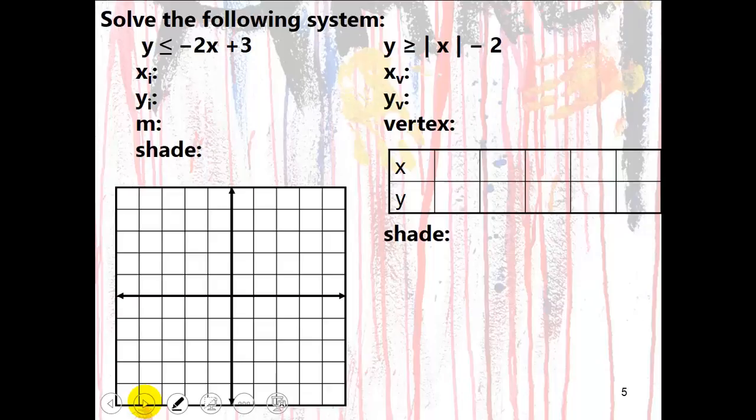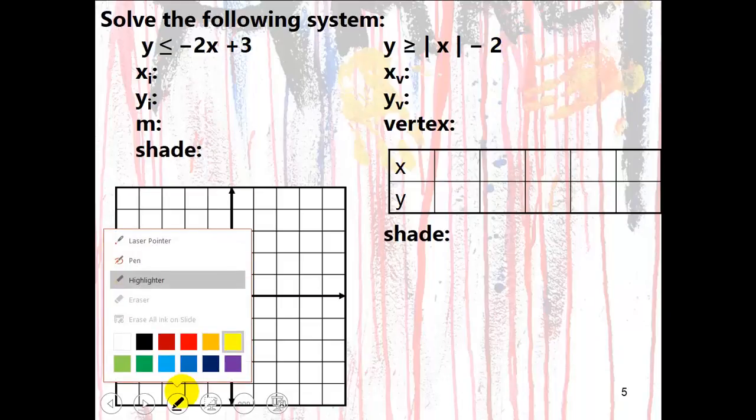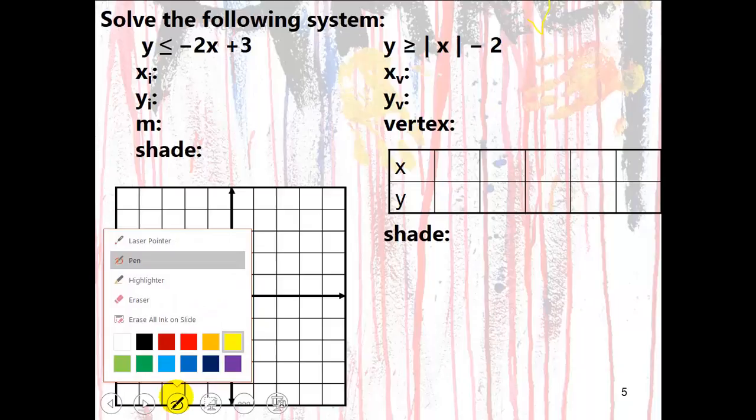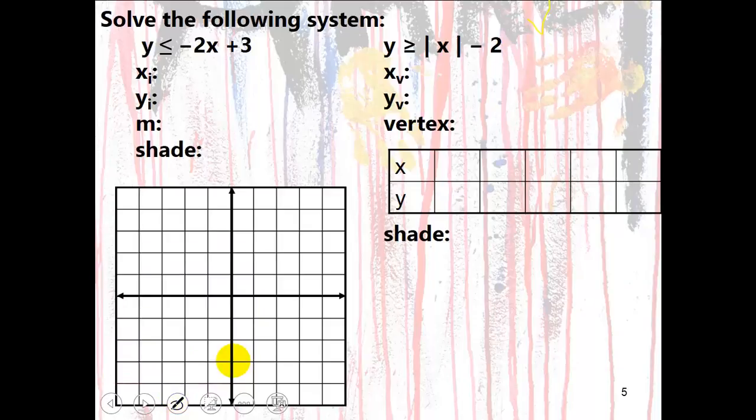Now this system, we have a line, and then we have an absolute value. So this one's going to be a V. So instead of finding the x-intercept and the y-intercept, what we're going to find here is the vertex and then points to the left and to the right. But let's start with the line because it's easy.